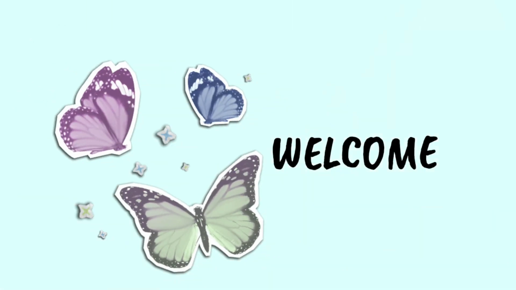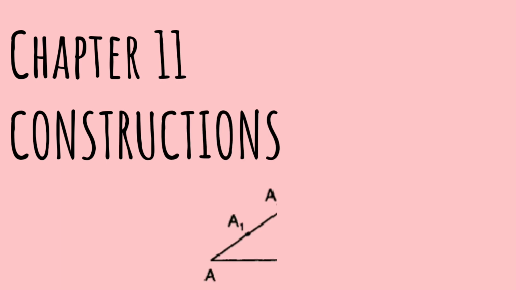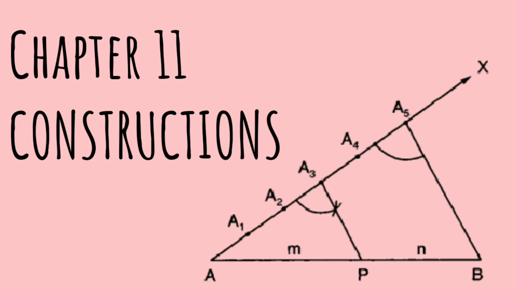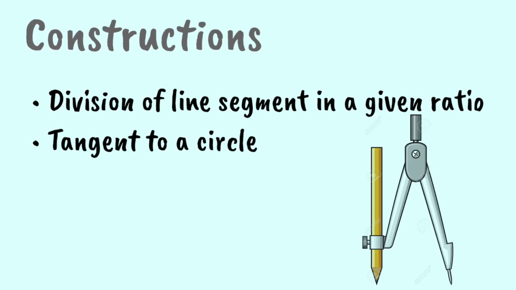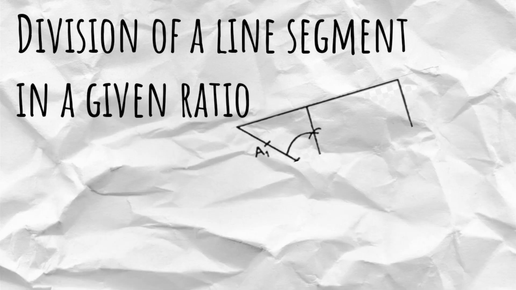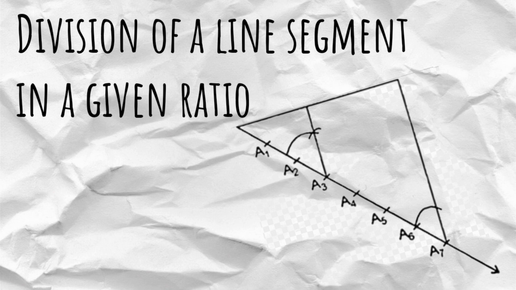Dear children, welcome to today's class. Today we are starting a new chapter, constructions. In this chapter we are going to discuss how to divide a line segment in a given ratio, how to draw a tangent to a circle, and some more constructions related to the tangent to a circle. First, let's discuss how to divide a line segment in a given ratio.